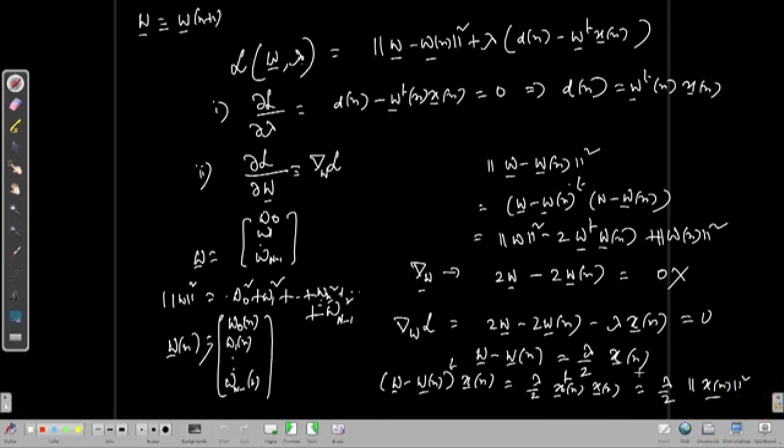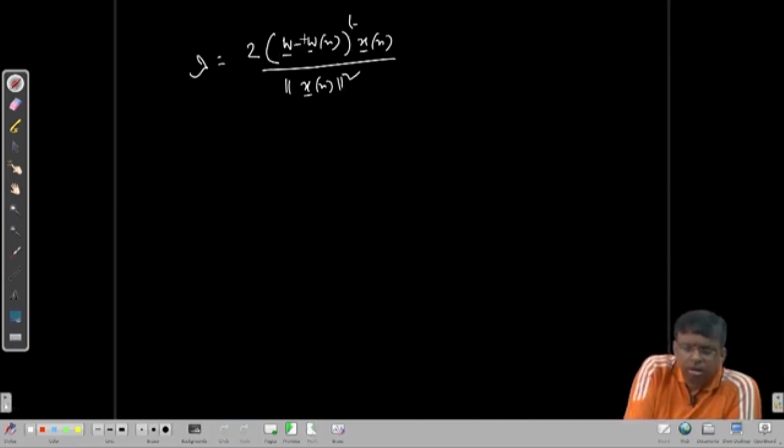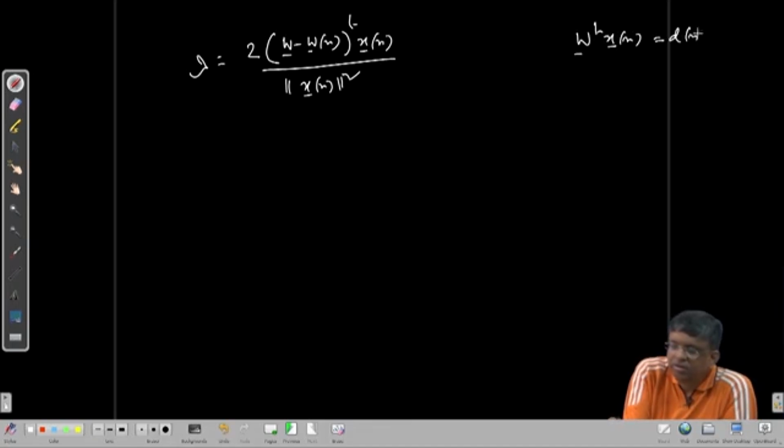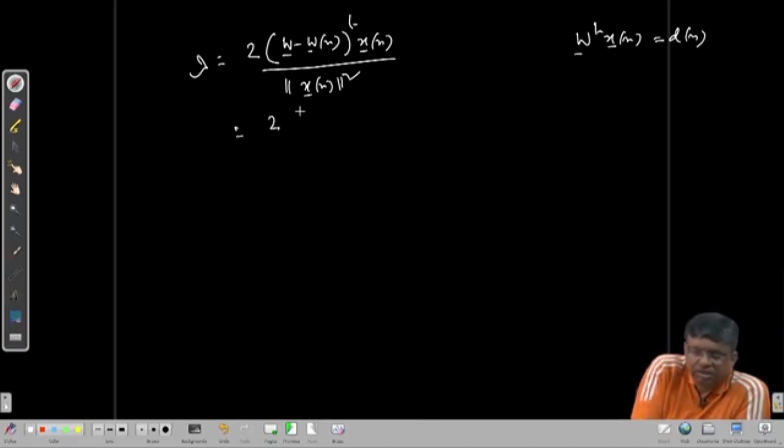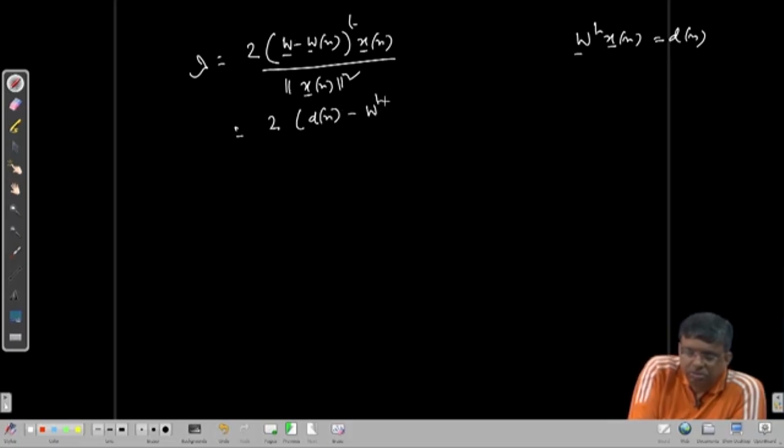Now, one thing you see, from this constraint, when you derive with respect to lambda, the same thing, you get d n equal to W transpose x n. That means, W transpose x n is d n, that constraint. That means, this is equal to twice d n minus W transpose n x n by norm x n square.